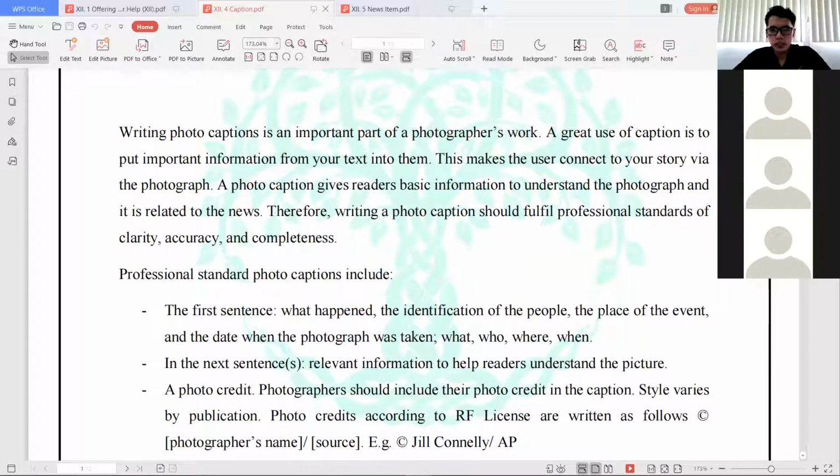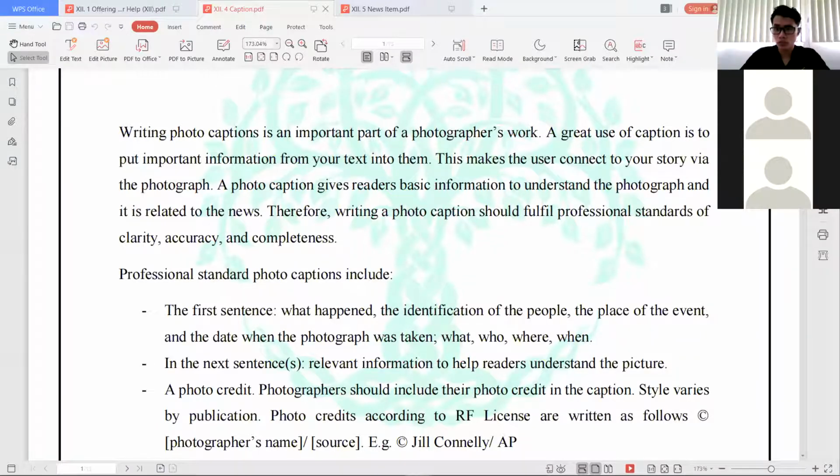This makes the user connect to your story via the photograph. A photo caption gives readers basic information to understand the photograph and it is related to the news. Therefore, writing a photo caption should fulfill professional standards of clarity, accuracy, and completeness. So the standards are clarity, accuracy, and completeness. It should be clear, it should be accurate, it should be complete.